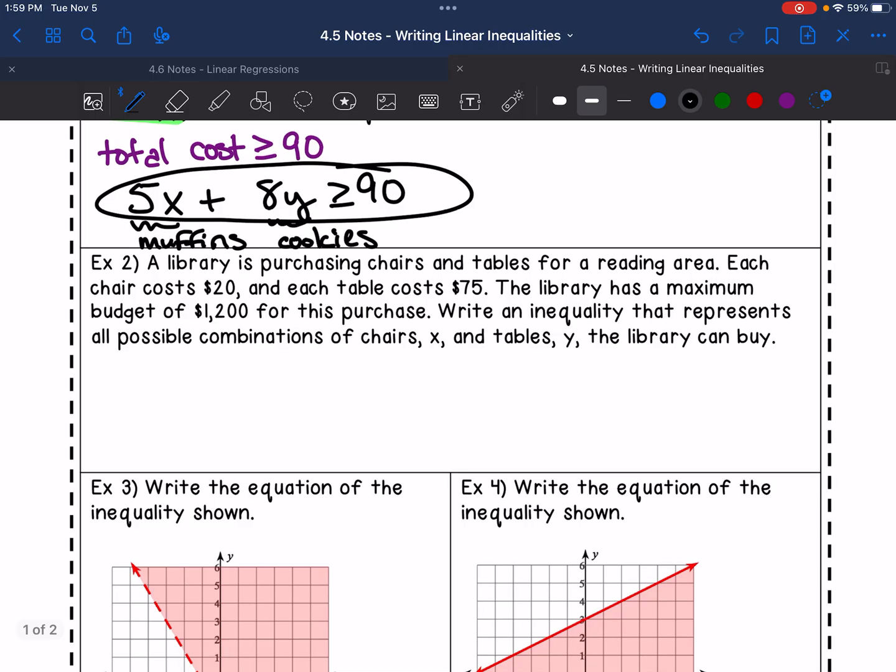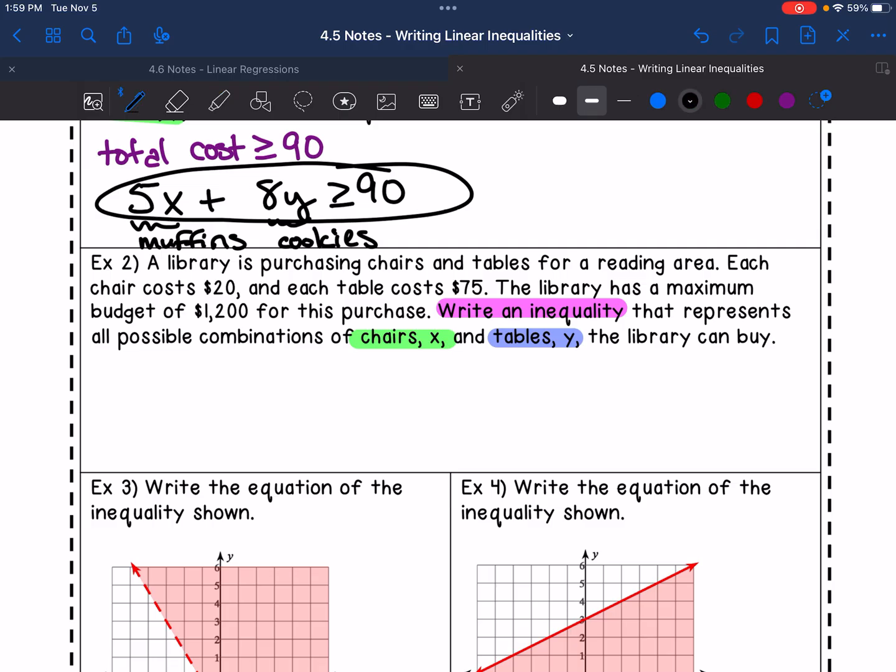All right, now looking at example 2. A library is purchasing chairs and tables for a reading area. Each chair costs $20 and each table costs $75. The library has a maximum budget of $1,200 for this purchase. Write an inequality that represents all possible combinations of chairs X and tables Y the library can buy. All right, so once again, they want us to write an inequality, for all possible combinations of chairs X and tables Y.